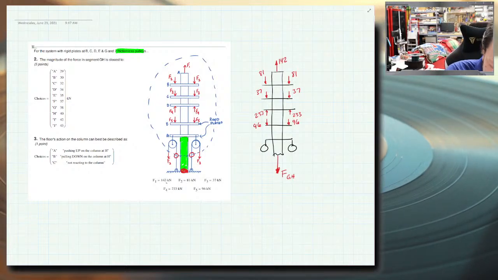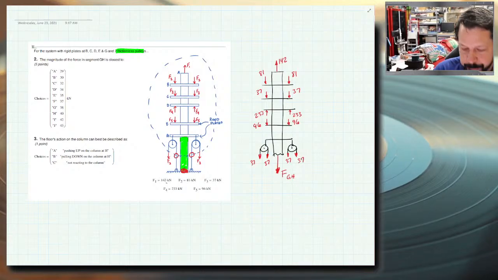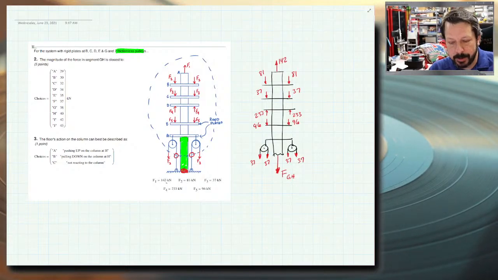So the cable wraps around both of these pulleys, and I can actually see what F3 is. It's 37 here, 37 here, 37 here, and 37 here. So there's four 37 kilonewton forces all pulling down.